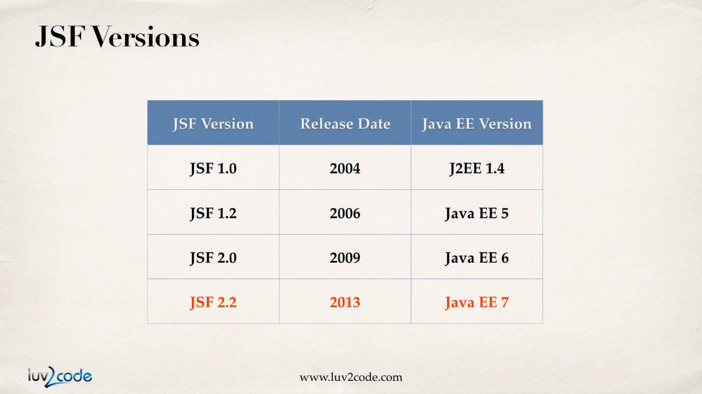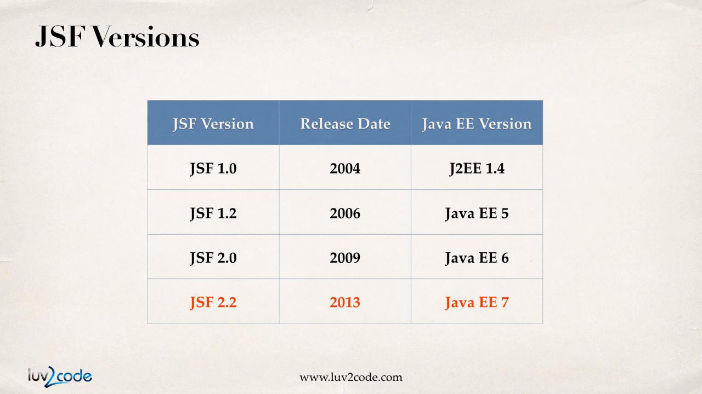All right, so let's talk about the different versions of JSF. There are a lot of different versions floating out there. So if you Google for some JSF tutorials, you may find some outdated information. So I just wanted to lay out the versions and then talk about JSF 2.2. JSF has been around for a long time. JSF 1.0 was released in 2004. So that's ancient days.